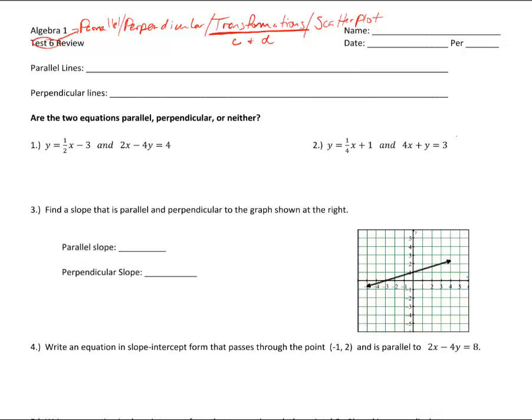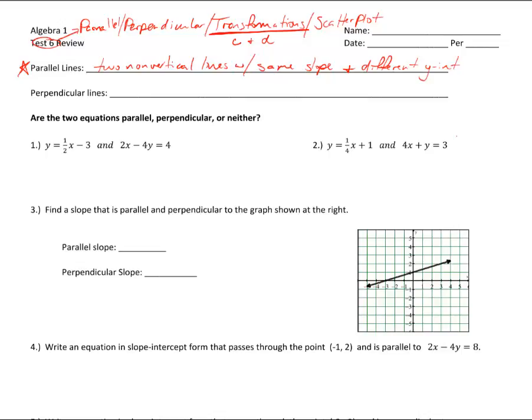So parallel lines, guys. Let's talk about parallel lines. What kind of slope do parallel lines have? Hopefully some of y'all said same slope. So you'll say two non-vertical lines with same slope and different y-intercept.